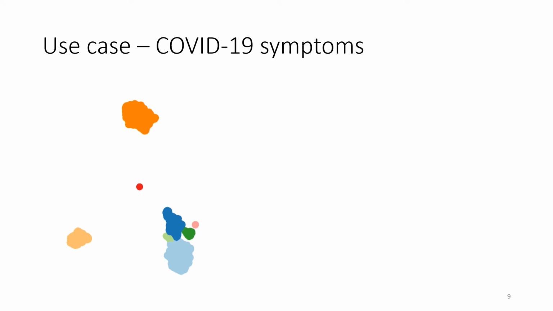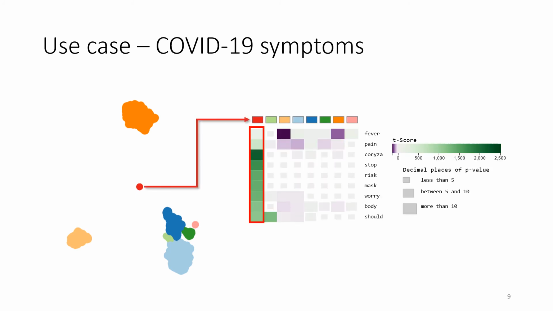Now let's look at the red cluster. You can see the most defining terms are coryza, stop, risk, mask, worry, and so on, such as fever and pain. Here, tweets are mainly talking about worrying about wearing or not wearing masks, or worrying about other symptoms that may or may not be COVID-19.